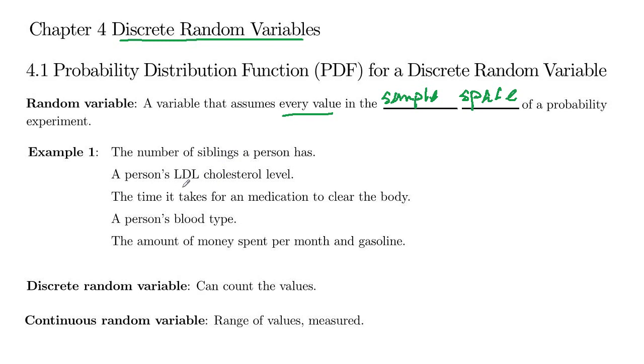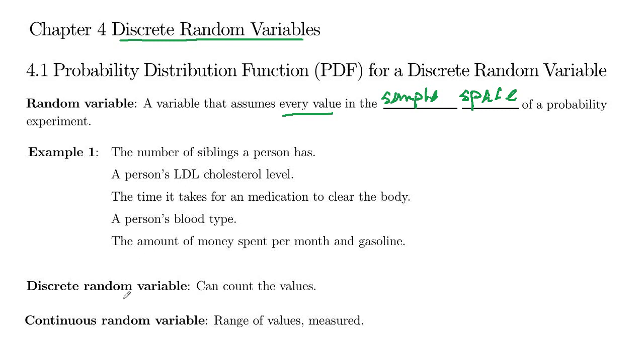A person's LDL cholesterol level, that could be a random variable. The time it takes for a medication to clear from the body, a person's blood type, and money spent per month on gasoline. So all those are examples of random variables. They could represent the set of all results of a probability experiment.